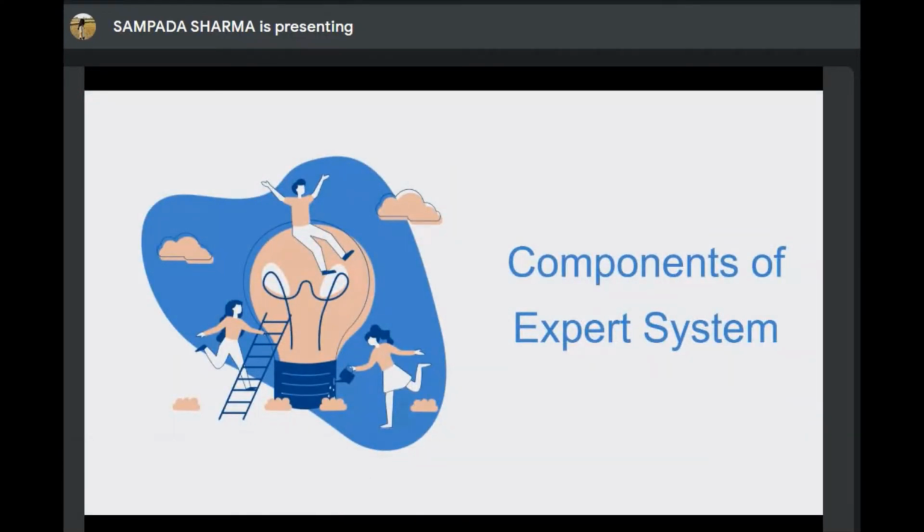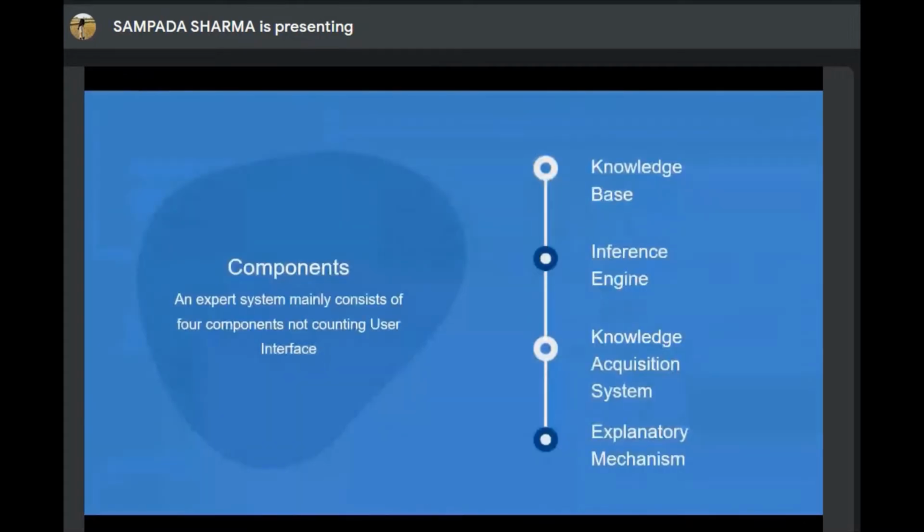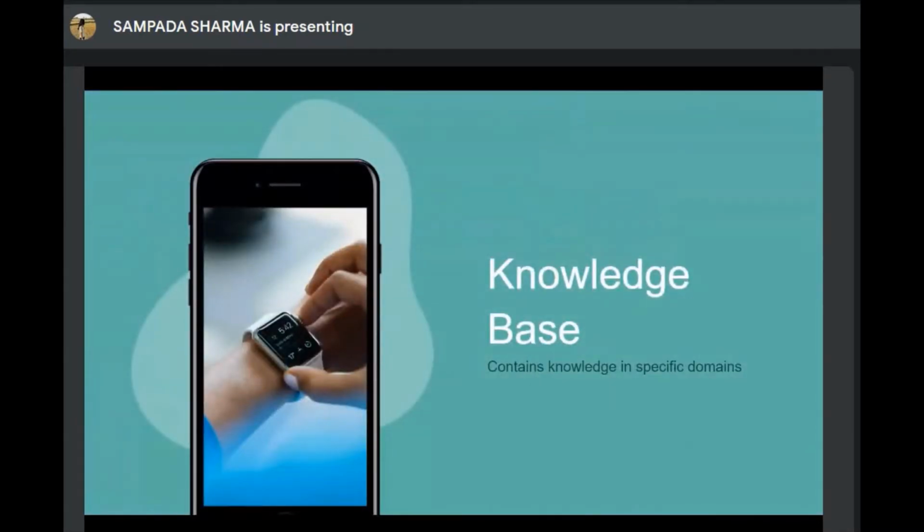Components of an expert system. Well, what are the components that make up an expert system? So it basically has 5 components, 4 if you don't count the user interface. They are the knowledge base, inference engine, knowledge acquisition system, and lastly, the explanatory mechanism. I'm just going to give a brief overview of all 4 components. The user interface, I don't think I'll really have to talk about.